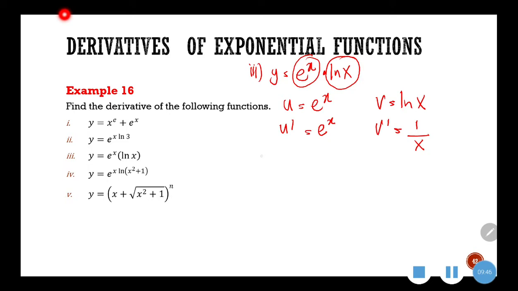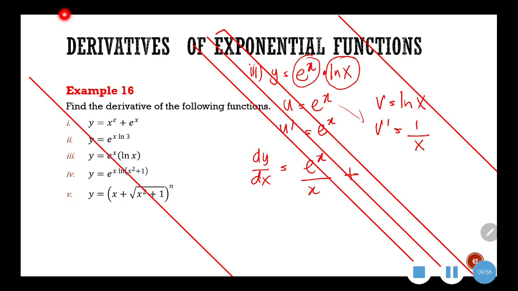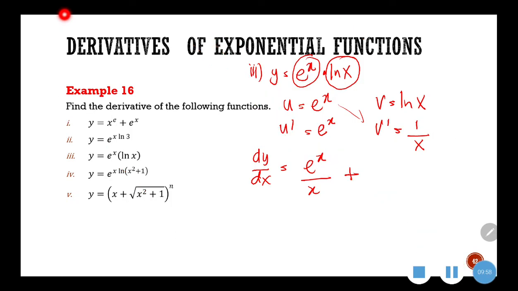So maknanya very simple. dy dx is equals to u v prime. Okay, so saya tulis ini e to the power of x over x plus v u prime, which is ln x times e to the power of x. Okay. Right? So that's it. That is the answer for number 3.